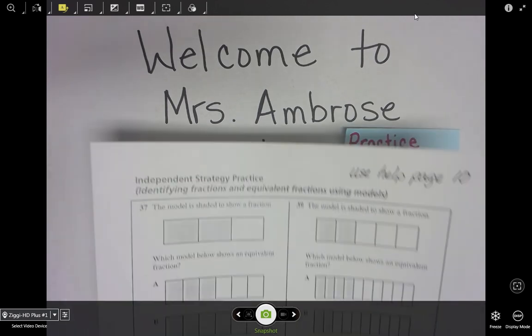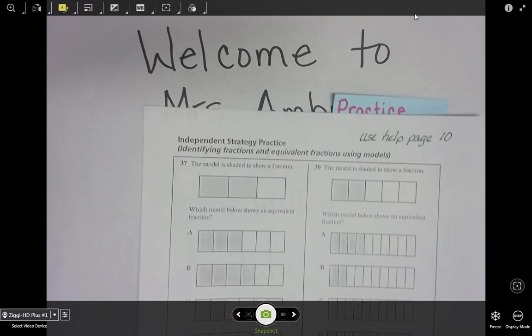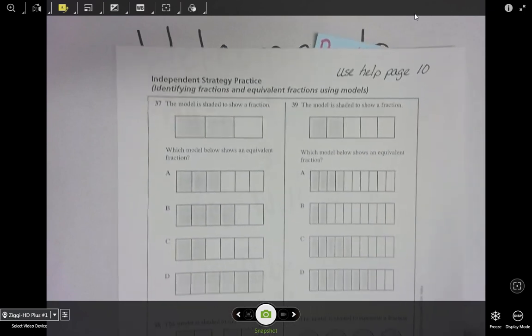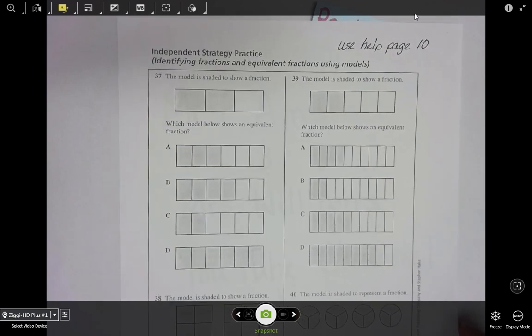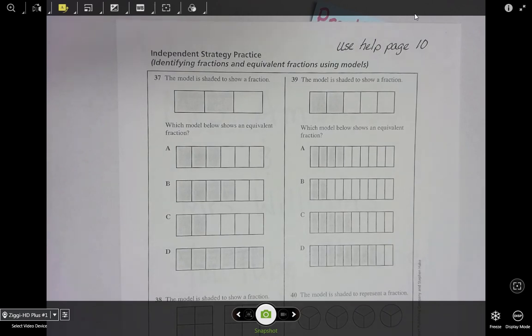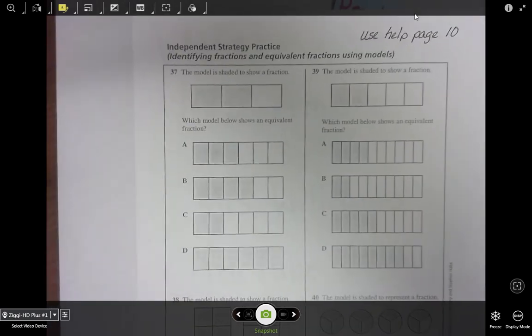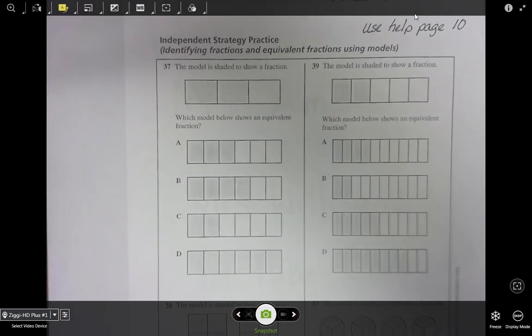I'm ready. All right. So we're going to be identifying fractions and equivalent fractions using models. So when it says using models, it's talking about pictures. So all of your questions today, including your IXL that we're going to have on here, are going to have pictures, and we're going to compare them.